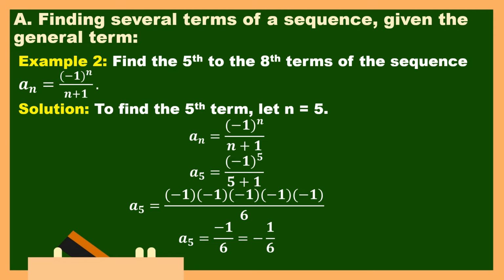Bakit negative 1? Kasi negative 1 times negative 1 is equal to positive 1. Then multiply positive 1 to negative 1, the result is negative 1. Then negative 1 times negative 1, the result is positive 1. And if you multiply it again to negative 1, the result now is negative 1. So, a sub 5 is equal to negative 1 over 6. That is the value of our fifth term.